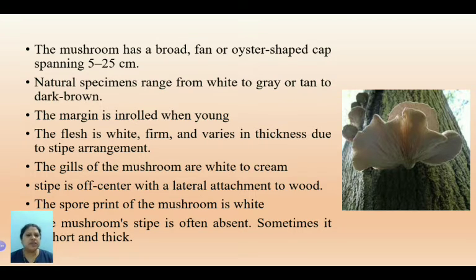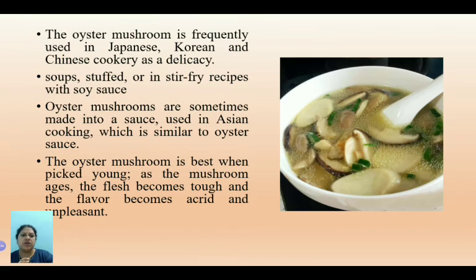Coming to the gills, they are white to cream in color. You can see many layers underneath, radiating. One more thing you have to notice here is that the stipe is off center. That is, in between the fan-like structure you can see the stipe, and even if the stipe is present, it's very small. The spores are white in color here. Mostly here the stipes are absent. Sometimes if it is present, it is very short and thick. So you can differentiate all the four mushrooms using this.